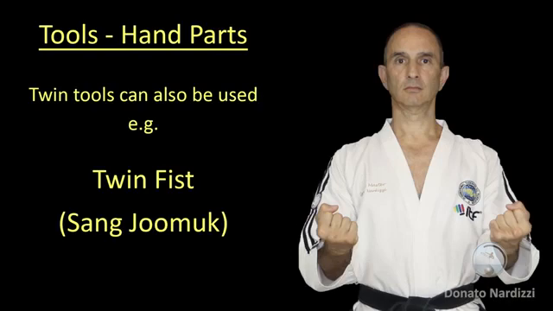But there are some techniques that can use twin tools, for example twin fist and twin knife hand, when they can be done either on one side or on both sides. For example, upset punch, Twijibo Jirugi. In the pattern Chungun Tul, the technique is done with two fists, call it a twin fist. So the technique would be Sang Jumok, Twijibo Jirugi, twin fist upset punch.